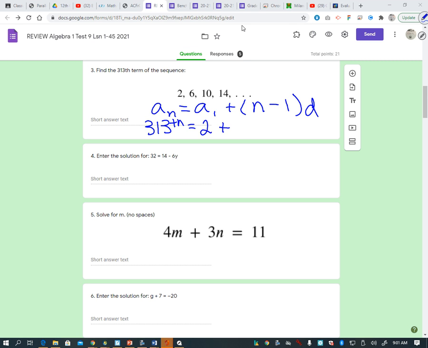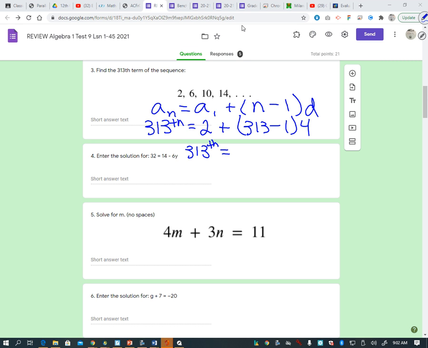2 plus, all right, what is N? That's our 313 minus 1. And what is D? What does it represent? Common difference. What is the common difference? 4. All right. Am I actually using this 313th over here on the far left? No, that's just what I'm solving for. So I need to solve the right-hand side. So what's the first thing I do here?